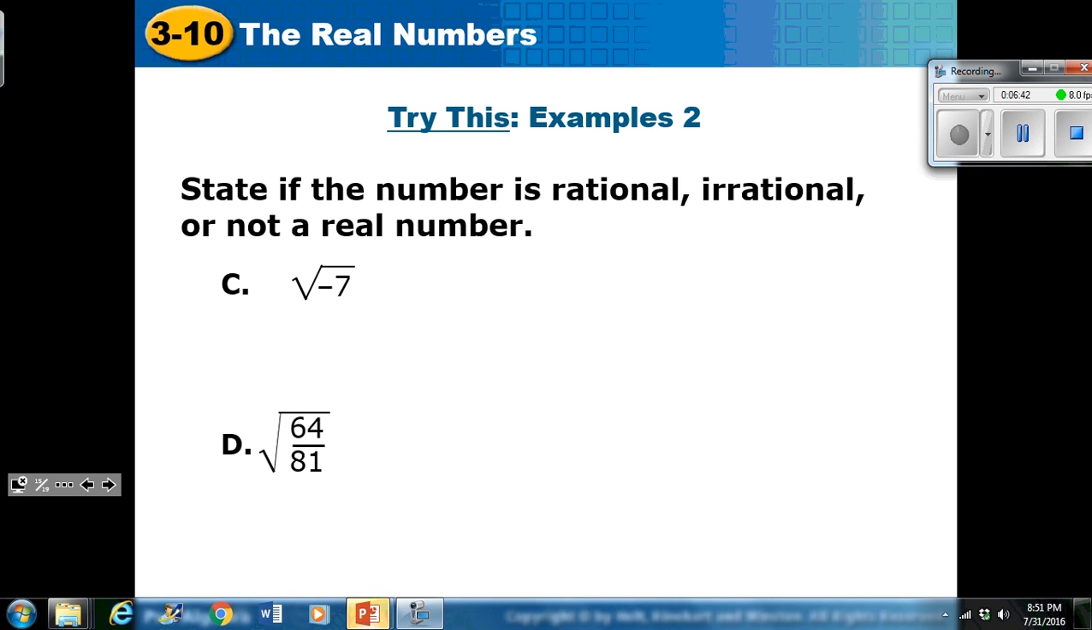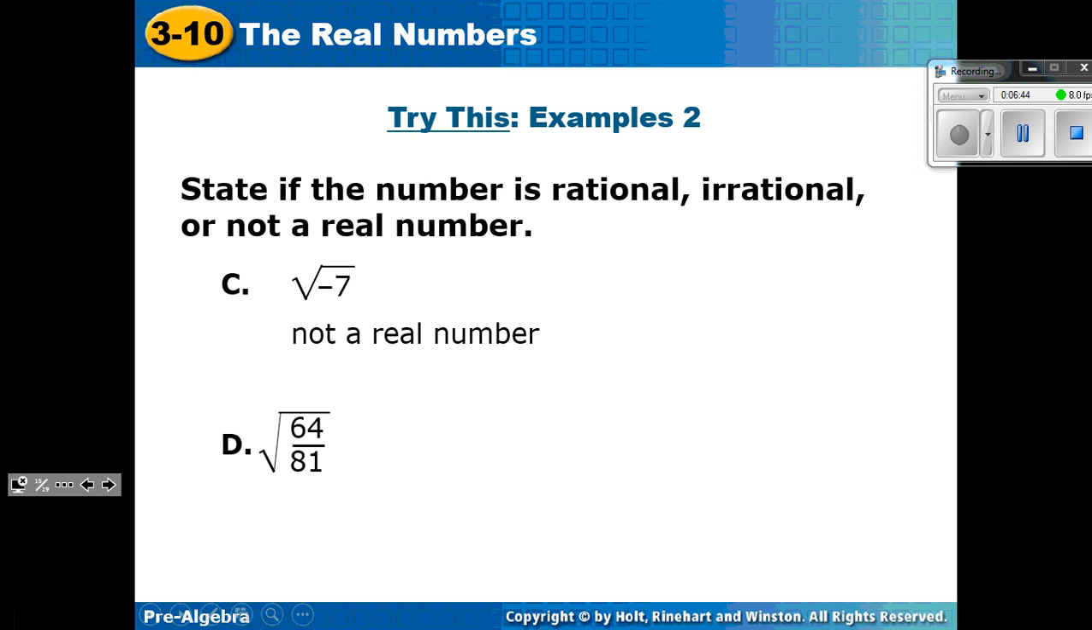Okay, once again, we've got a negative number under the radical. Negative under the radical equals not a real number. Our fraction for D is actually a perfect square. It's 8/9, which is a fraction, so it is considered to be rational.